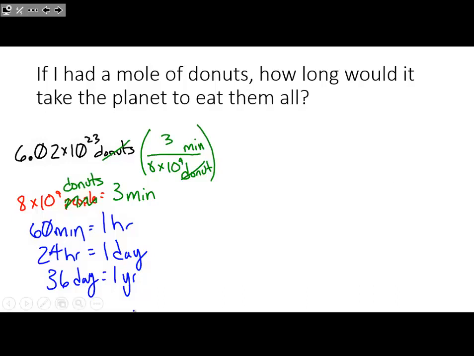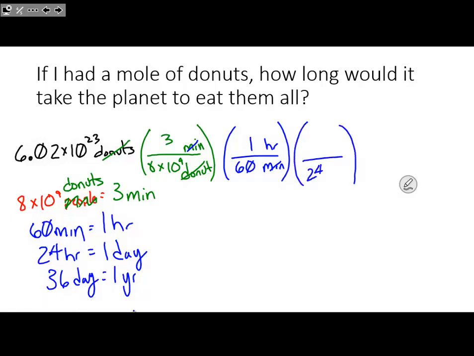Then, once we have minutes, we can convert minutes into hours. 1 hour is 60 minutes. Minutes cancel out. My answer right now is in hours, and I can take hours to days. There are 24 hours in 1 day. And there are 365 days in 1 year.